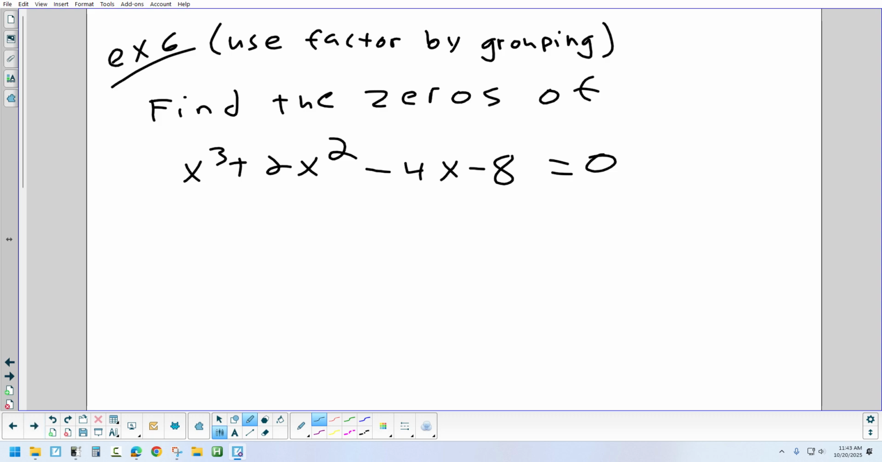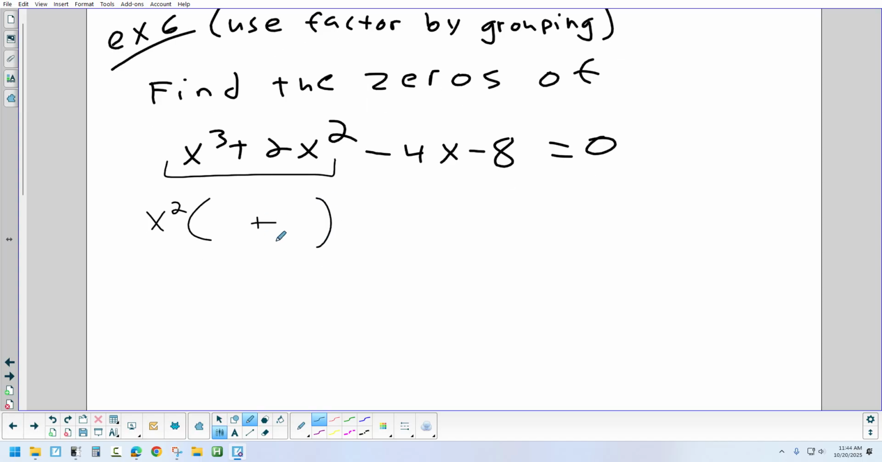Now, depending on if it's x cubed, that potentially could be a hard problem. But I'm going to give you one that something nice is going to happen. And in this one, they give you a hint to use factor by grouping. So factor by grouping means we're going to start with these two terms and factor out anything they have in common. What do the first two terms have in common? Yep, x squared. If you factor out x squared, what would that leave you with? X plus 2.